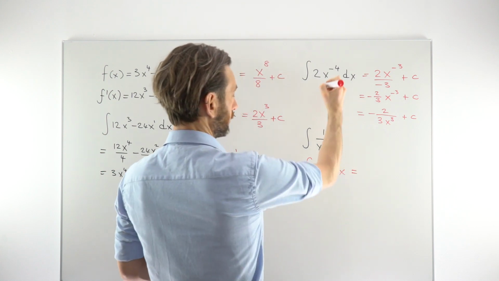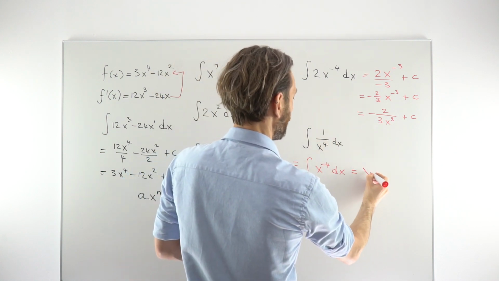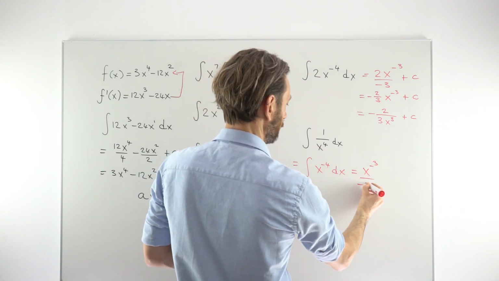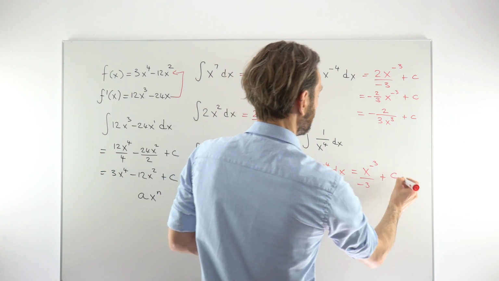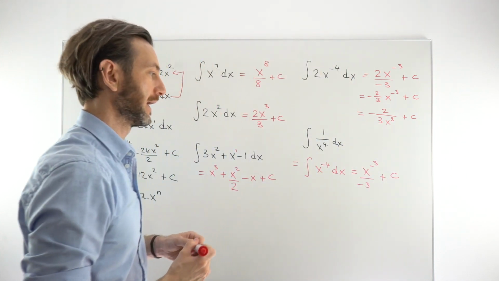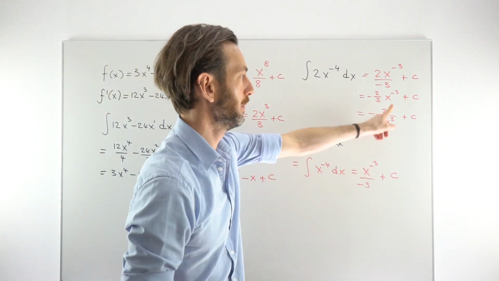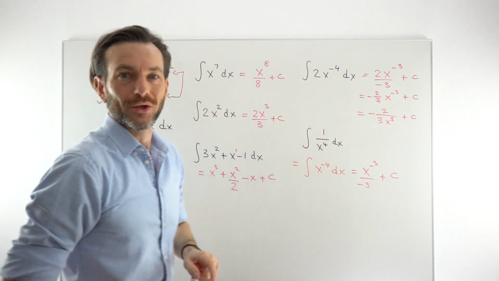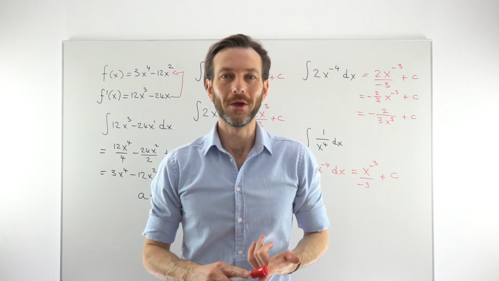In fact, it's very similar to the one above. So we increase the power by 1, so it goes up to an x to the minus 3, and then we divide by the new power, and then we put our good old plus c on the end. And again, if you needed to manipulate this to make it a positive power, you could rewrite it in this format here. So a quick recap of the power rule.